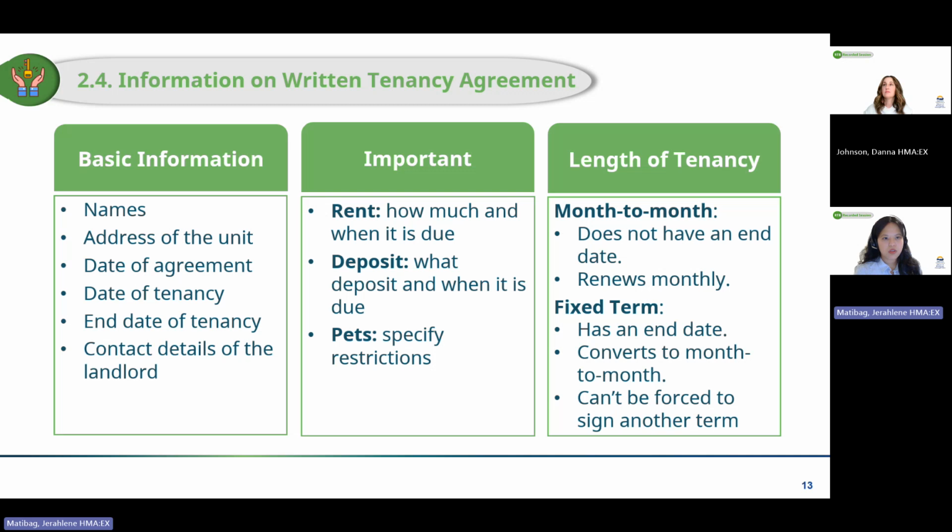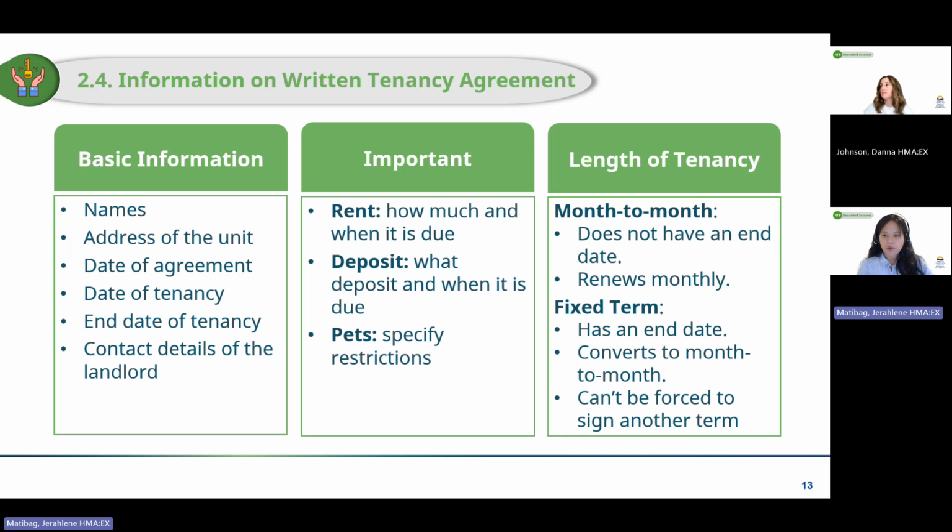Okay, let's take a closer look at what is inside a written tenancy agreement. There are a few key sections that you should always expect to see when signing a written tenancy agreement. First, there's the basic information. The basic information should contain who the agreement is between, the address of the unit, and when the tenancy starts. If anything here looks wrong or is missing, ask about it before you sign.